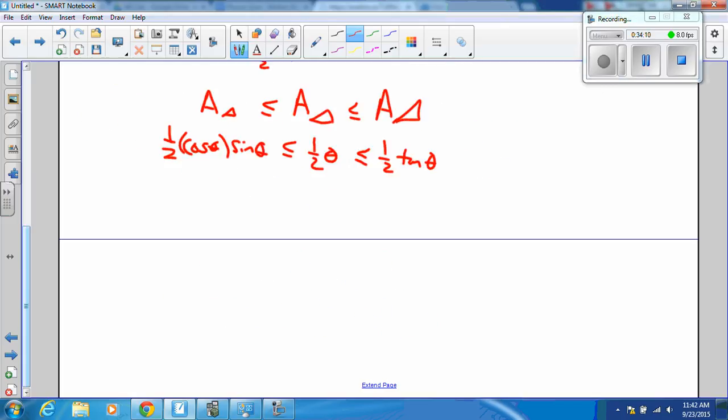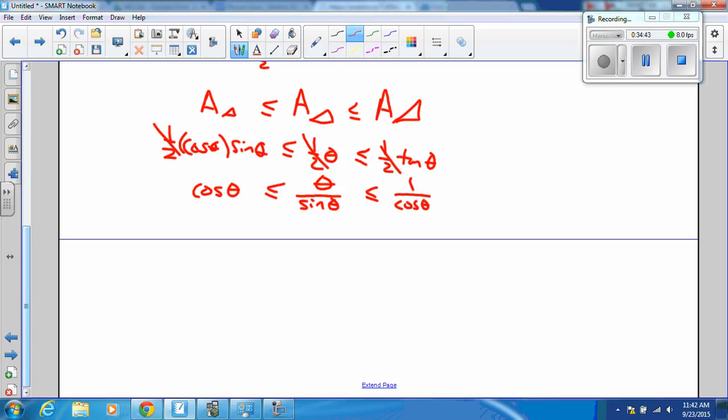Okay. And what I'd like to do is to simplify this. Does anybody see some obvious algebra that should happen here? Multiply everything by 2. Cancel it with the 1/2. But I'm going to simplify it even further. I'm going to divide through by sine theta. So we get cosine theta less than or equal to theta over sine theta, less than or equal to 1 over cosine theta. 1/cosine, right?